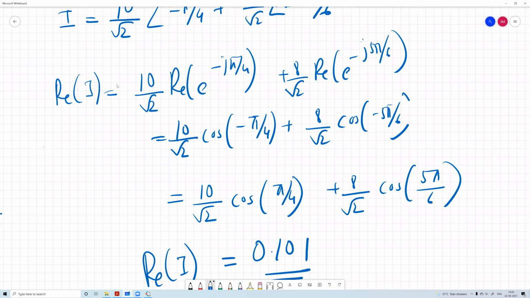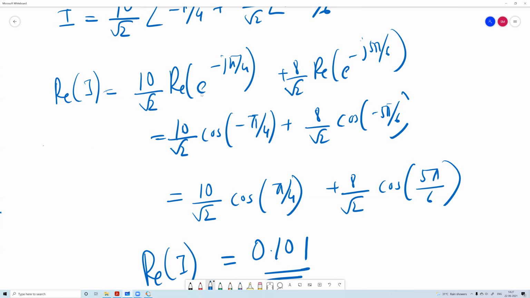Same way for imaginary. You are basically adding. You can add these numbers together. You can add all the real parts, add all the imaginary parts, whatever you wish.